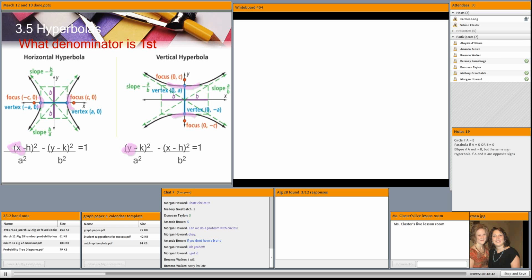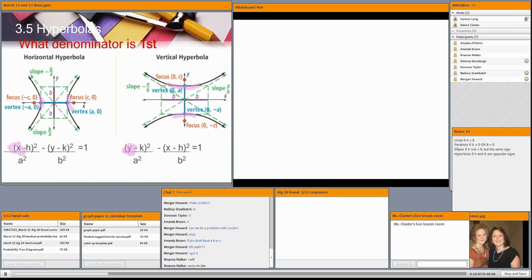Remember, the center is at (h, k). Here, h is here, but over here, h is here. Remember, h and x always go together. So your center is (h, k). Even if it's not listed first, it's still the first part of the center.